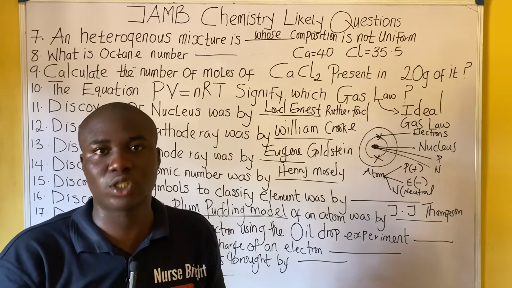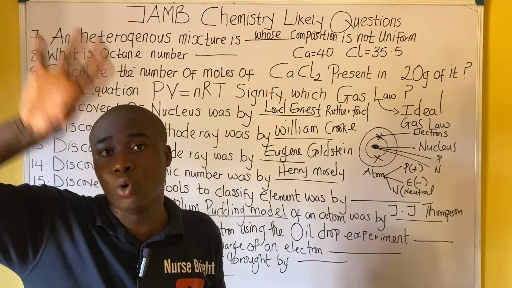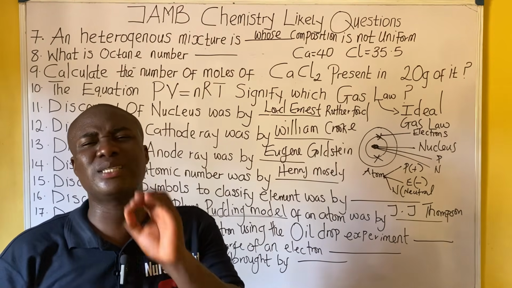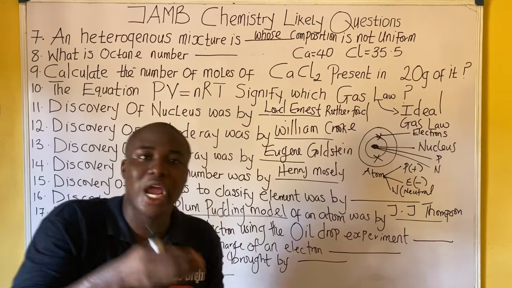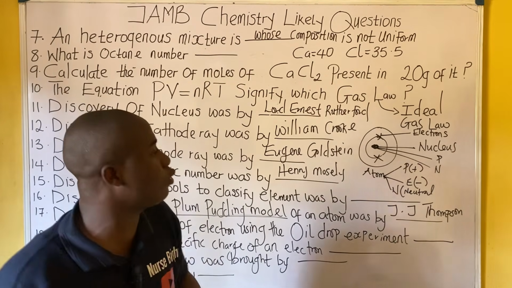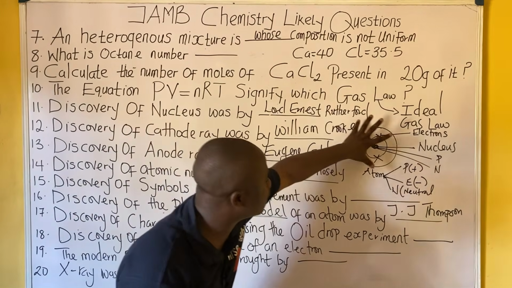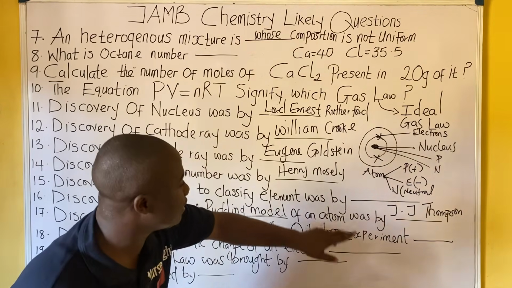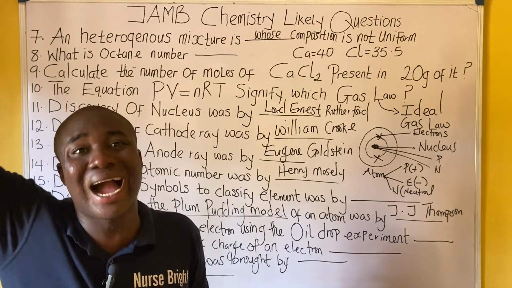All of these models were trying to describe how an atom should look like in early days. So now this Plum-Pudding model of an atom, which I'm talking about now, was brought by J.J. Thomson. So this man, J.J. Thomson, was trying to describe how an atom should look like back then.